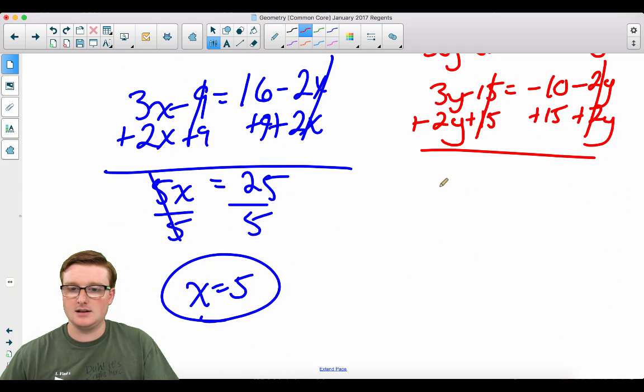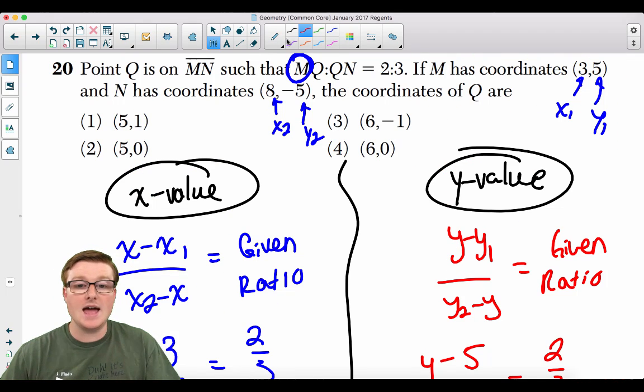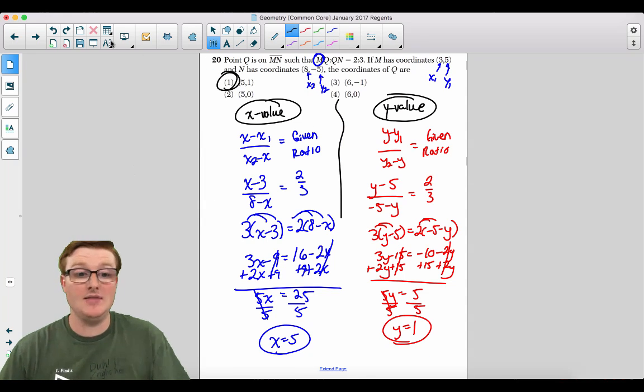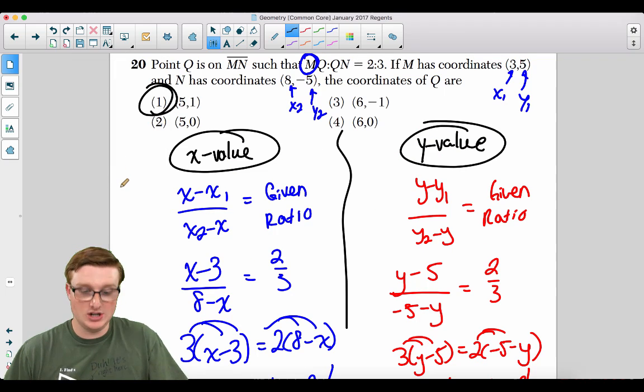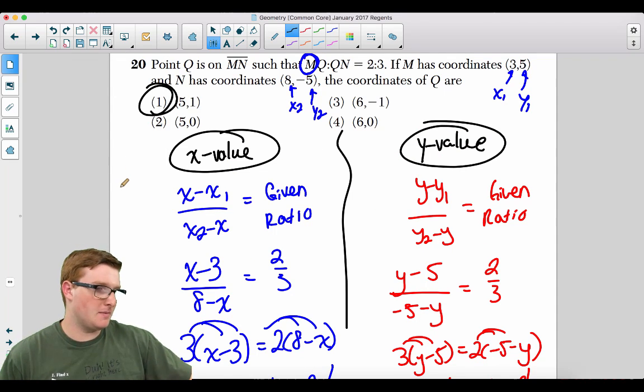So we get 5y is equal to 5. Divide by the 5 on both sides, and you get y is equal to +1. And the coordinate is, of course, going to be choice 1, which is 5, 1. And that is how you do question number 20. And if you want to graph it, that's perfectly fine with me.